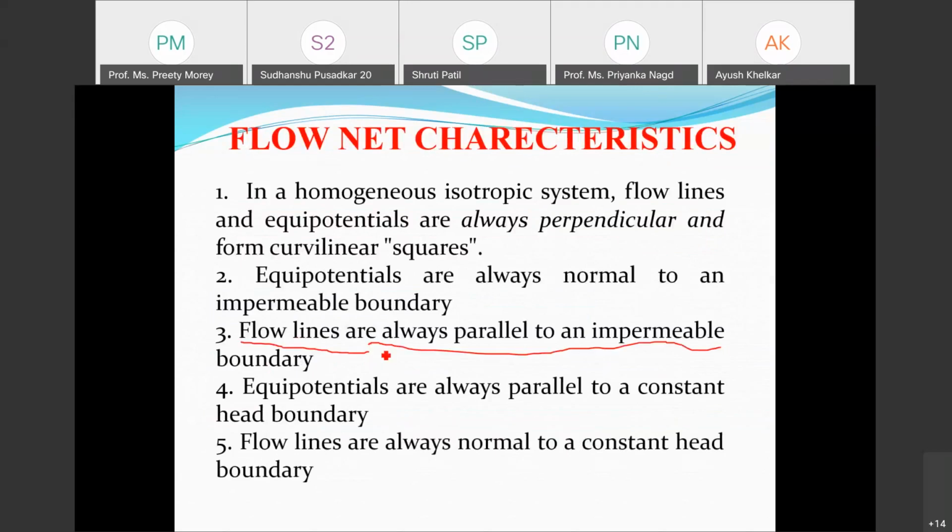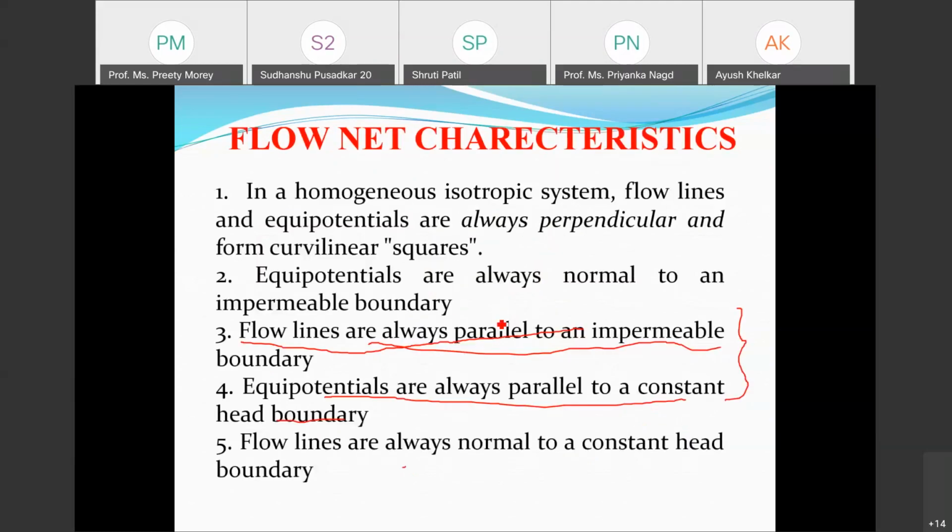That flow line is always parallel to the impermeable boundary, and equipotential lines are always parallel to the constant head boundary lines. If you are able to find out these two locations of flow lines and the equipotential lines, then it will be easy to plot this flow net. And the flow lines and equipotential lines are perpendicular to each other.